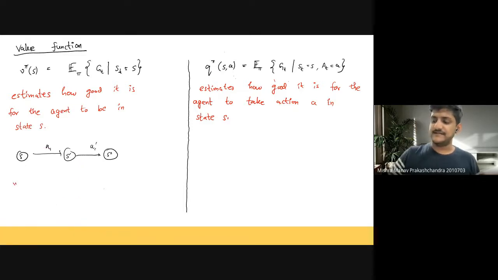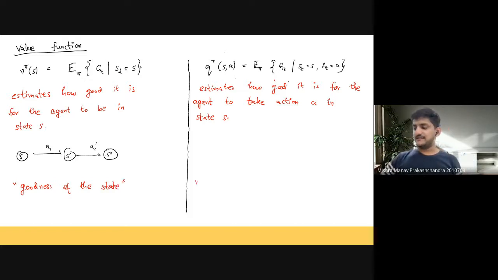You see, what this quantity measures is the goodness of the state. Similarly, the action value function can be thought of as a quantity that evaluates the goodness of the action that has been selected. Here, the actions that we are selecting in the state value function were some arbitrary actions to move from state S to S prime and S prime to S double prime and so on. But in the action value function, it's slightly different.